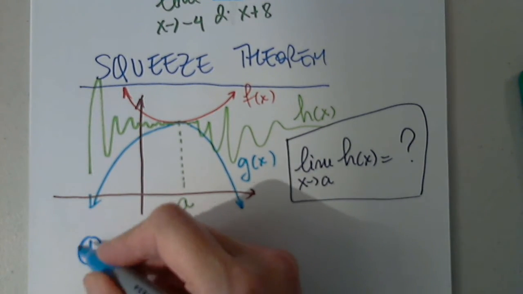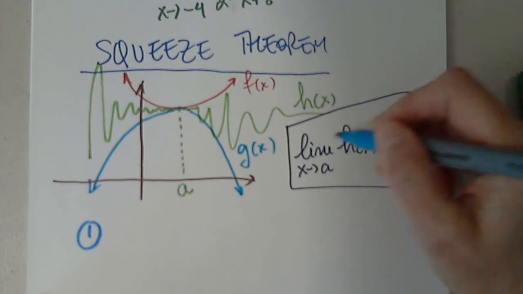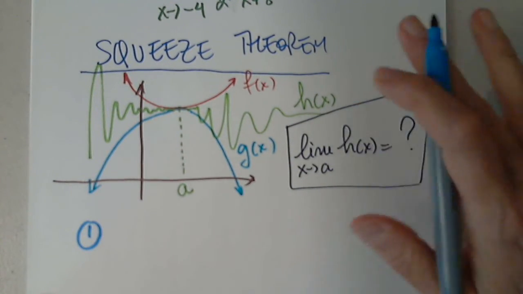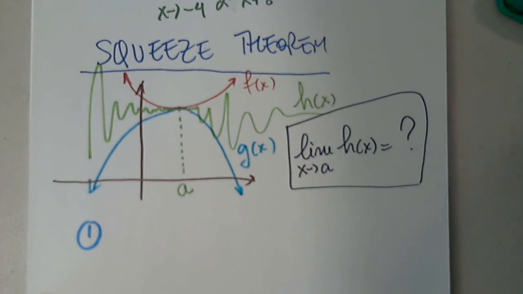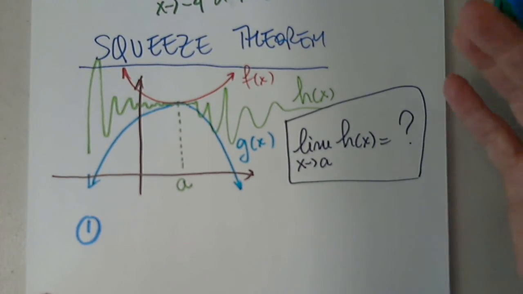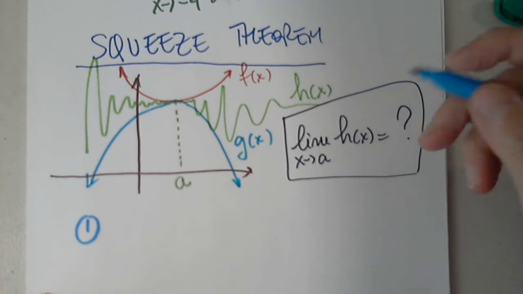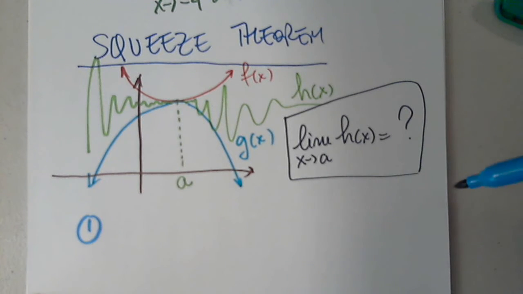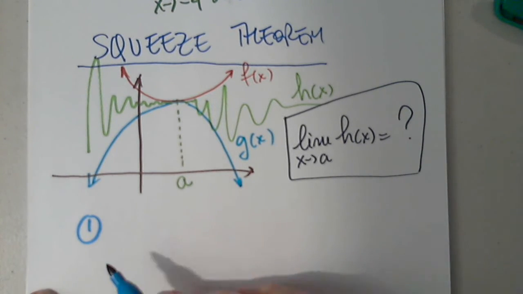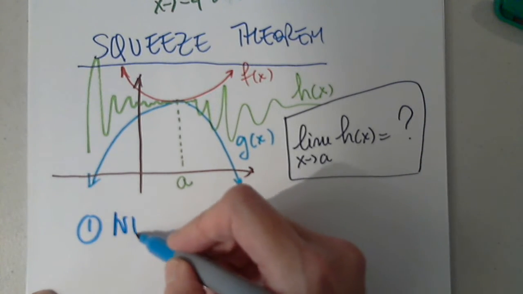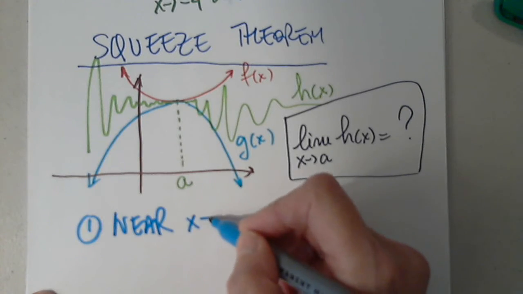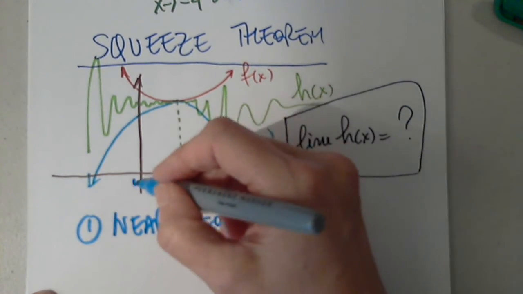Number one, and remember we have no algebraic method. We cannot do anything. We don't have any options here. If we have options, we don't have to talk about the squeeze theorem. Squeeze theorem is applicable in only specific situations and in specific types of problems. So number one, tell me whether this is correct. Near x equals a, of course this is, yes.